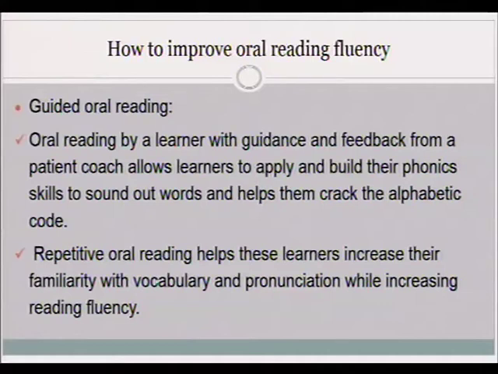Guided oral reading. Oral reading by a learner with guidance and feedback from a patient coach allows learners to apply and build their phonics skills to sound out words and helps them crack the alphabetic code. Repetitive oral reading helps these learners increase their familiarity with vocabulary and pronunciation while increasing reading fluency.